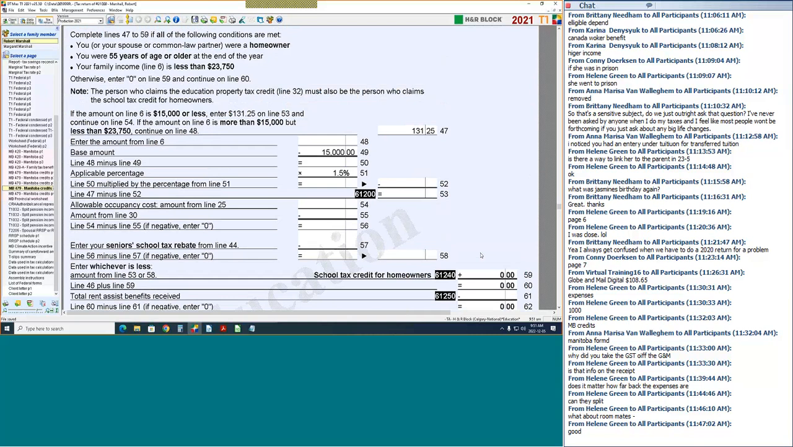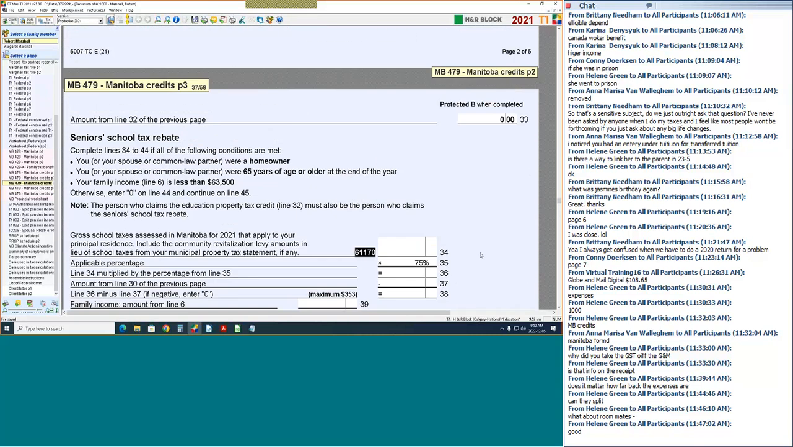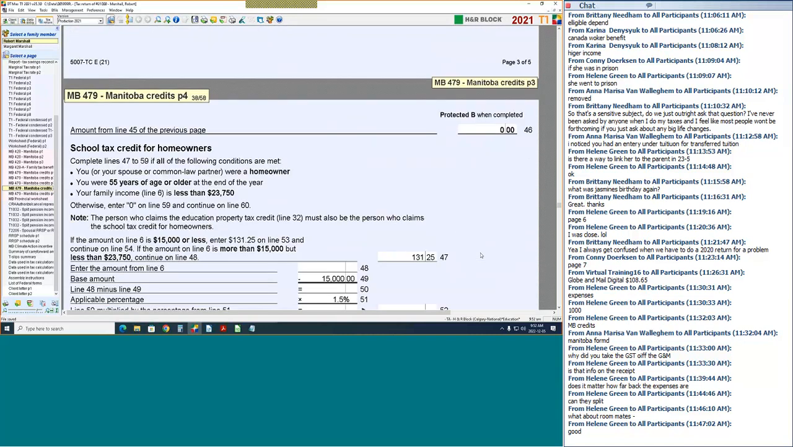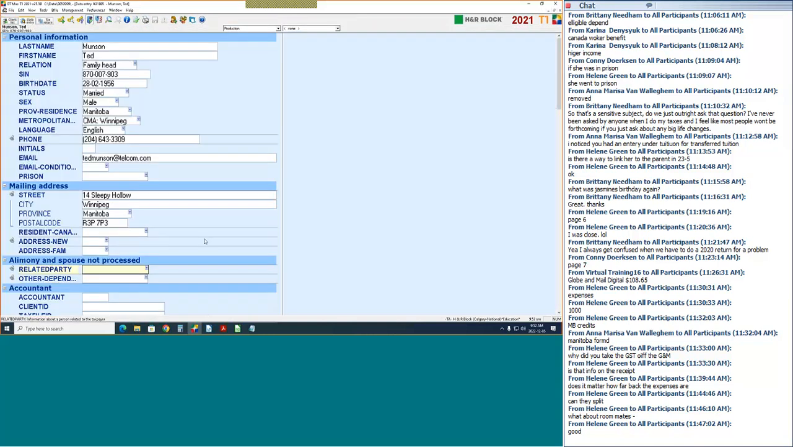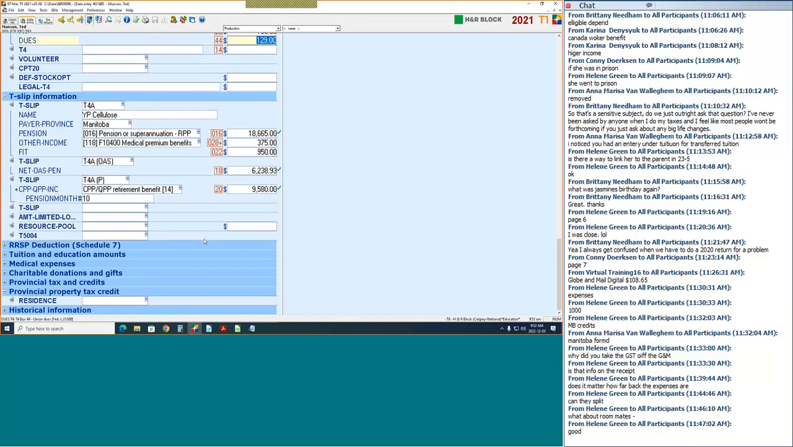I might be thinking about whether or not they qualify for a senior school tax rebate or a school tax credit for homeowners. In this case, their income is too high, but there will be circumstances where their income is not too high. So I think the Munsons are a good one for that. So I'm going to do this again on Ted Munson now, because I think his income is just about low enough for this to work.